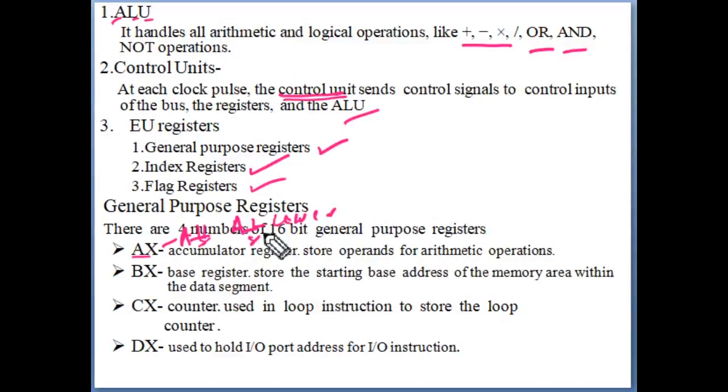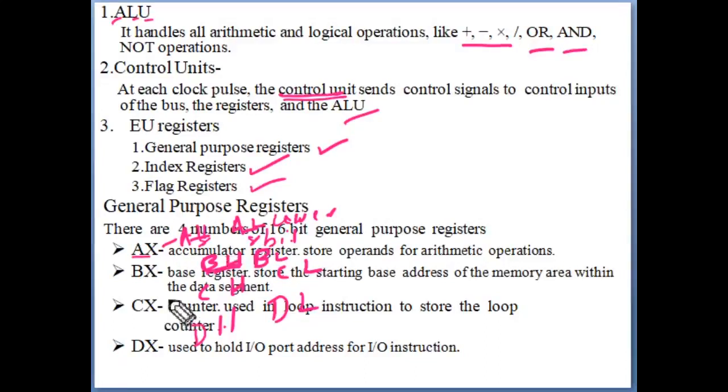Exactly in the same way, BX also: upper part BH, lower part BL, CH CL, DH DL. Likewise all of them we can divide. DH DL, CH CL, all are 8 bit. BH BL, and BH is the higher part, and this is the lower part. Lower 8 bit parts.